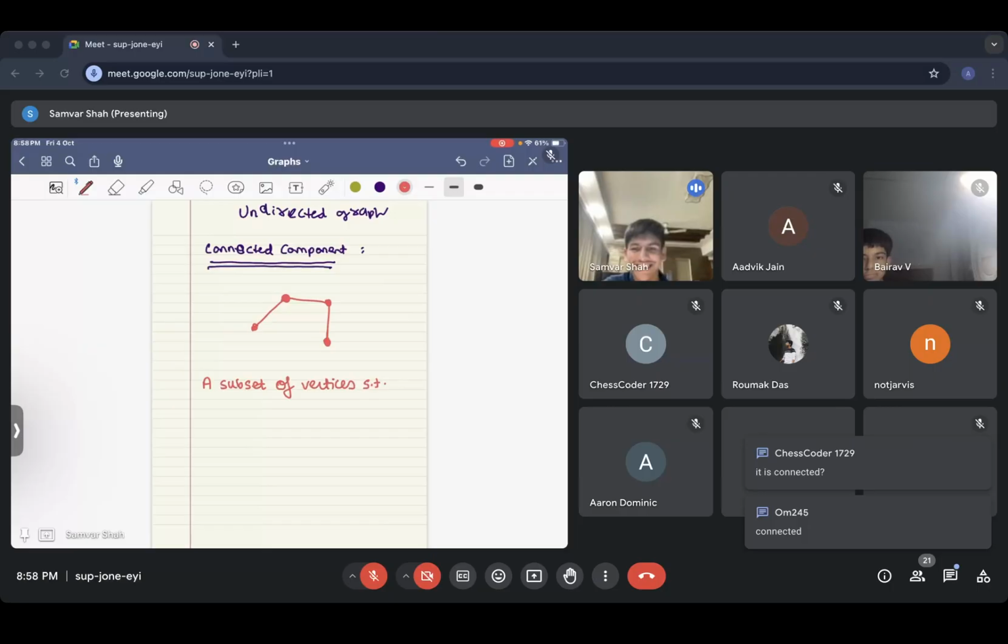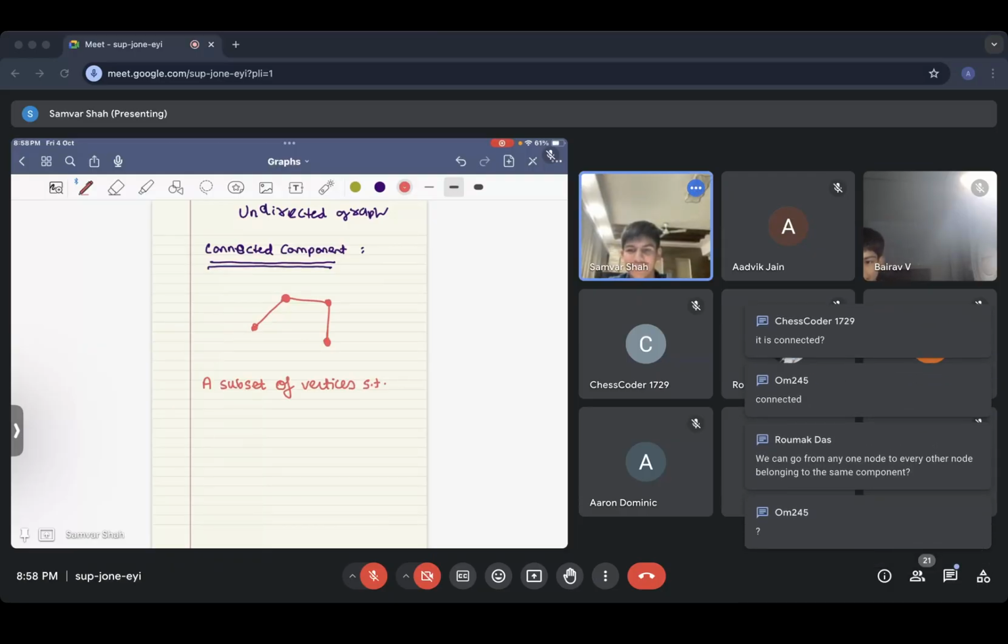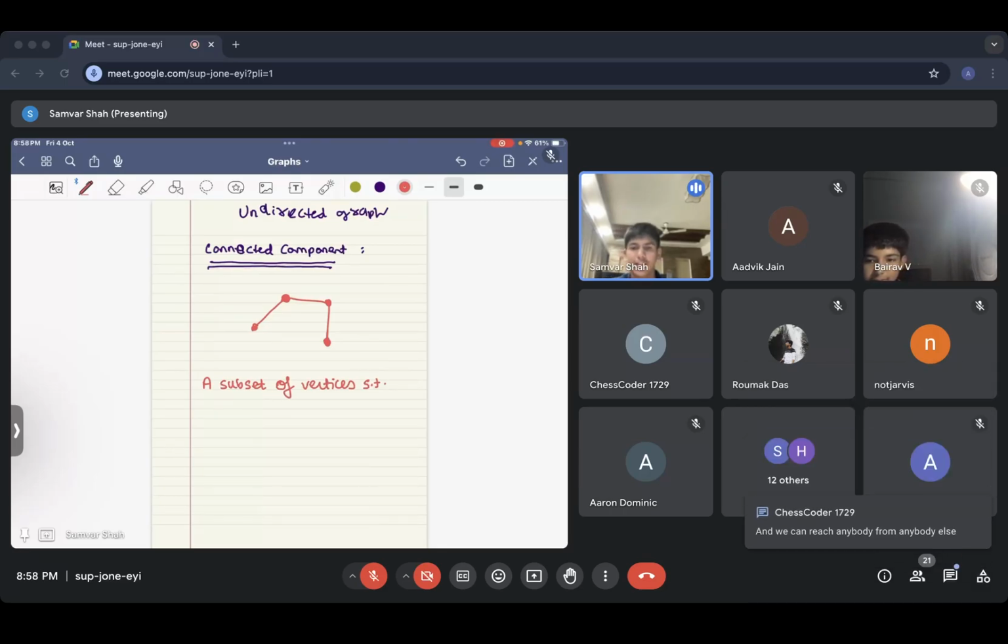Yeah, it is connected. But how would you define connected? We can go from any one node to every other node belonging to the same component. Exactly. That is a very nice definition from Ramak. Yeah, chess coder, that's also right. Every node is accessible from every other node. What it means is a subset of vertices such that, yes, and it is maximum. Correct. So let's leave out the maximal part for now. Let's just explain the basic gist of a connected component.